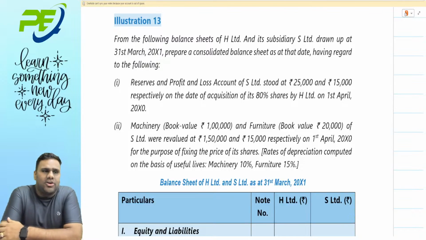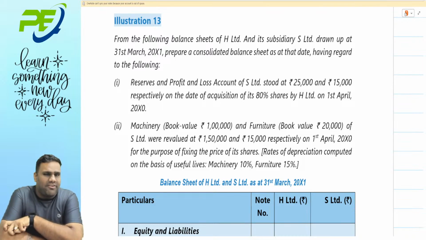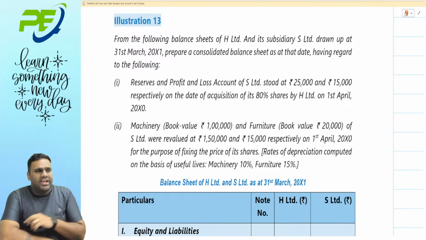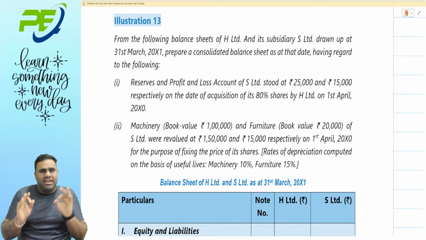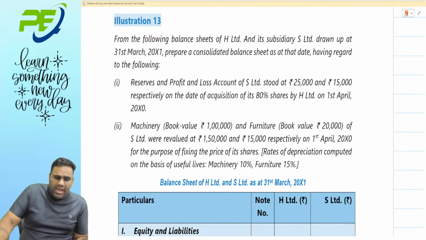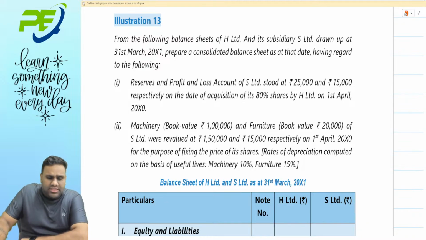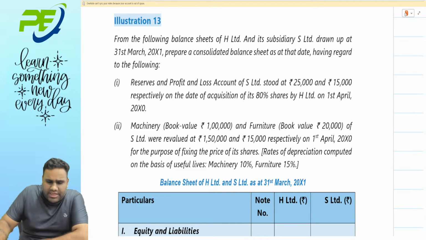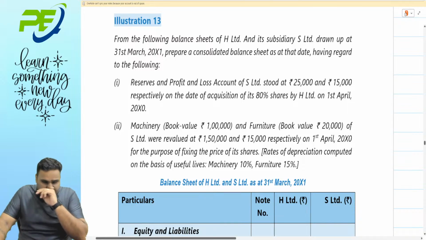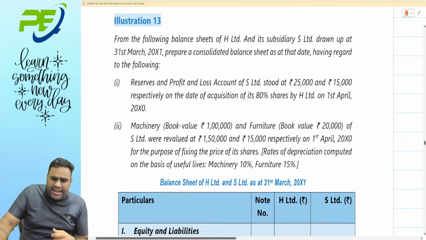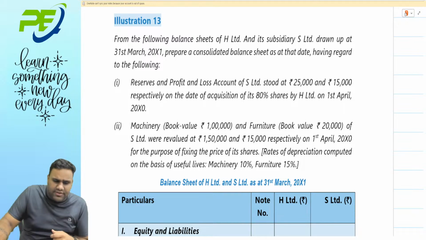Okay. So now let's continue our discussion on consolidation. We are starting our first very good decent question on consolidation. From the following balance sheet of H Limited and its subsidiary S Limited, draw up and prepare a consolidated balance sheet as at 31st March, having regard to the following. Reserves and profit and loss account of S Limited stood at 25,000 and 15,000 respectively on the date of acquisition of its 80% shares by H Limited on 1st April.